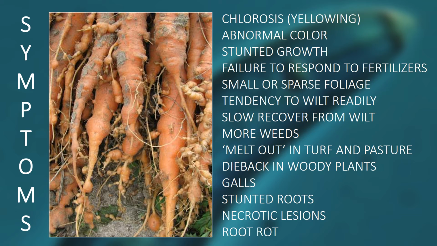the nursery production system. What we generally see below ground might be galls, stunted roots, clubby roots, necrotic lesions on roots, and dead roots or root rots.